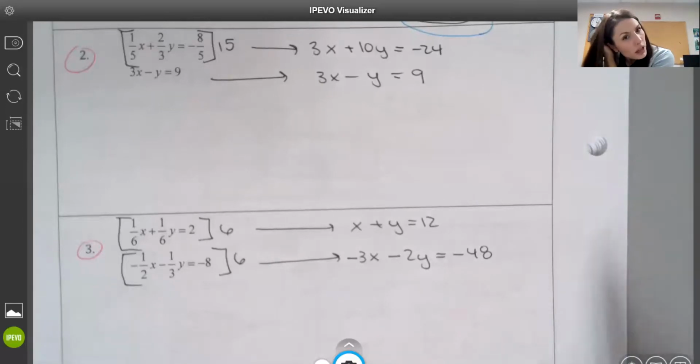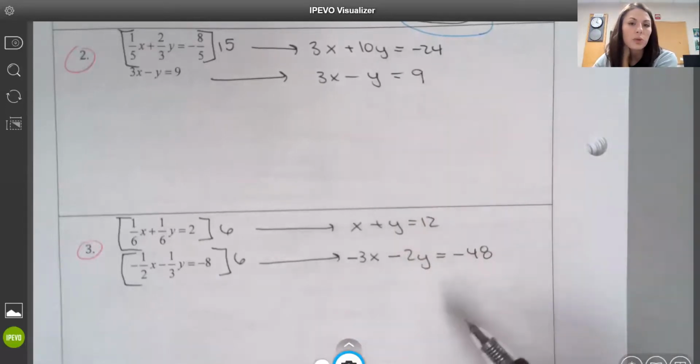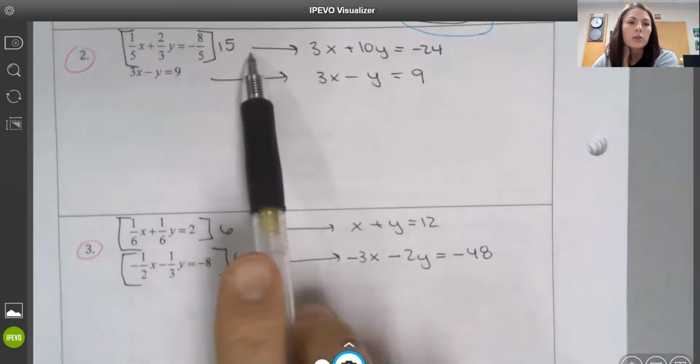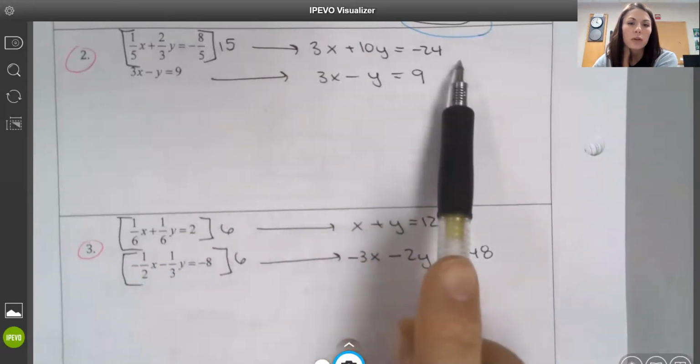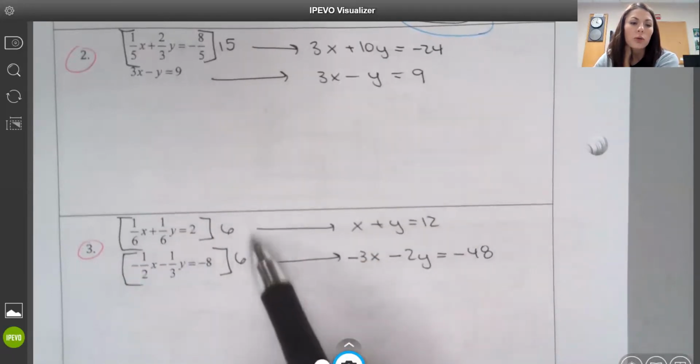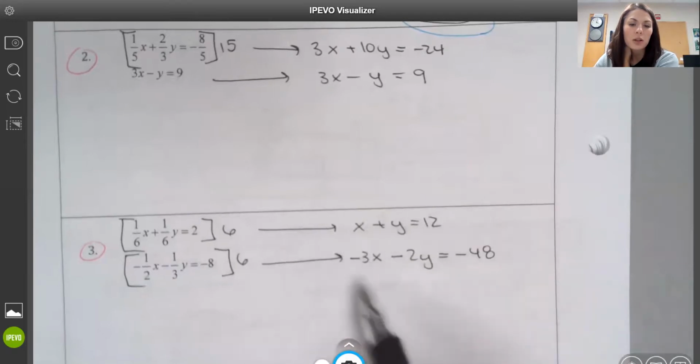Okay, so here are my new systems that I'm going to work with. On 2, I had to multiply by 15 to get my revised equation. And on 3, I multiplied both equations by 6. And here my revised system. So now I'd like for you to pause again and go ahead and solve for x and y in these systems. And I'll show you my answers in a minute.